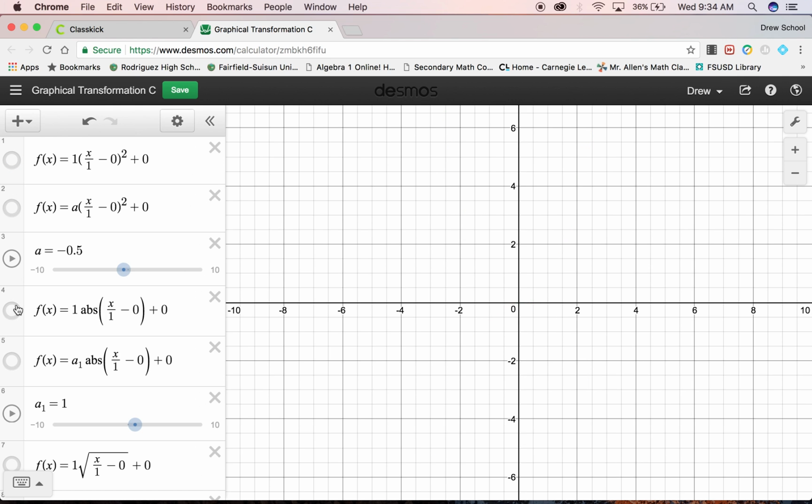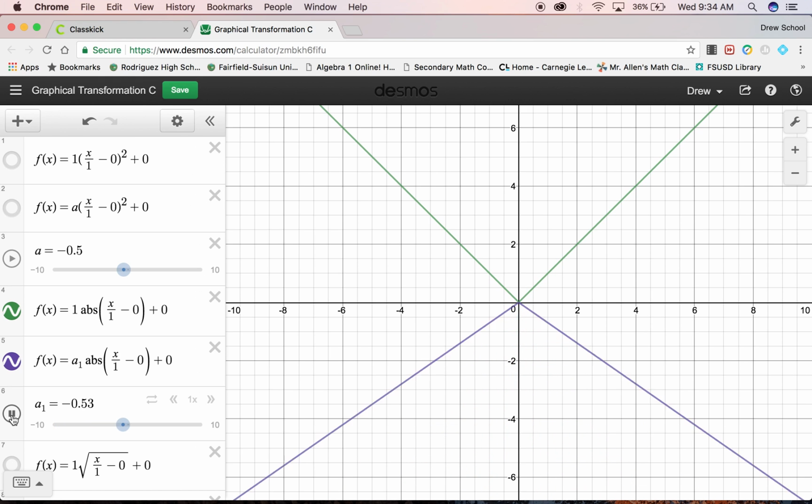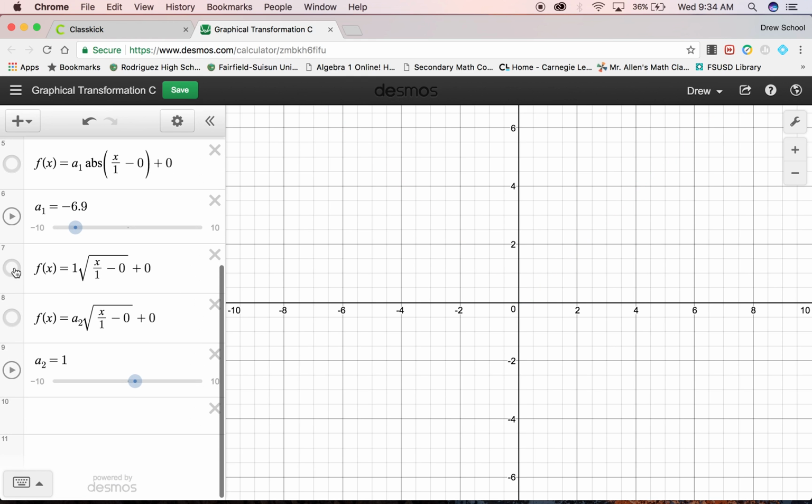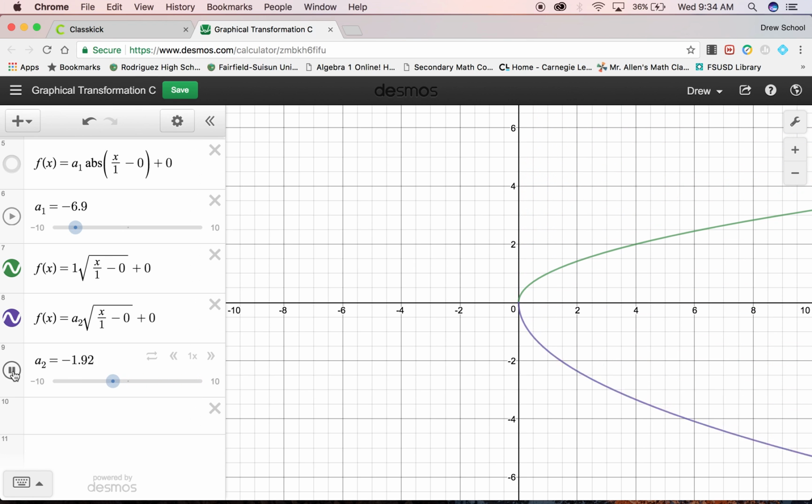Same thing happens when we have the absolute value. You can check again. It gets skinnier as a gets greater. It gets wider as a is getting between 0 and 1. And when a is negative, it's reflected over the x-axis. And again, the same thing happens with our square root. So we can say that the same thing is going to happen with all of the function families.